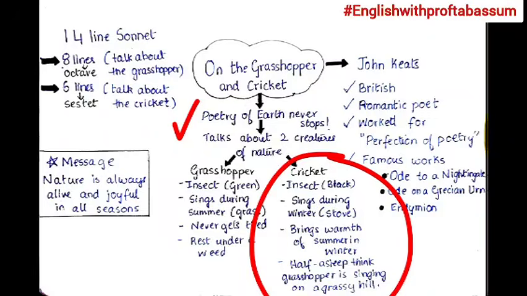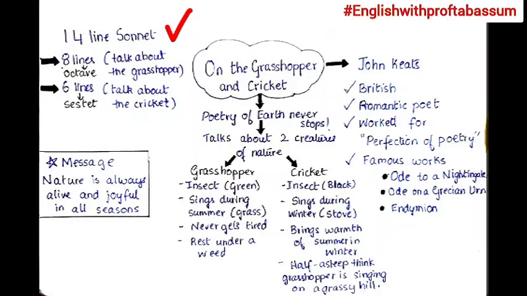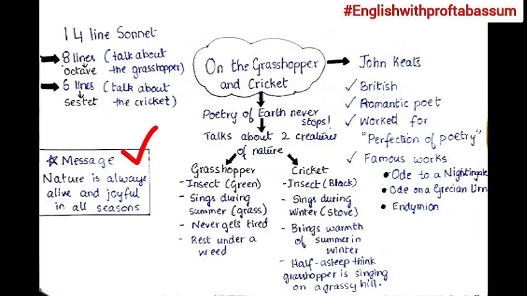Now, this poem is a 14-line sonnet. Any poem which is of 14 lines, we call it a sonnet. Sonnets talk about love, nature, deep feelings, and also all the lines rhyme in a special pattern. So, the first 8 lines of the poem are called the octave and they talk about the grasshopper. The next 6 lines are called the sestet and they talk about the cricket. So, the message of the poem is that nature is always alive and joyful in all seasons.